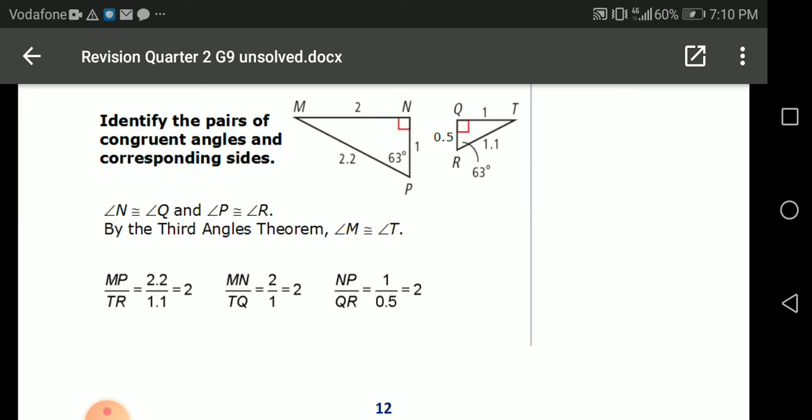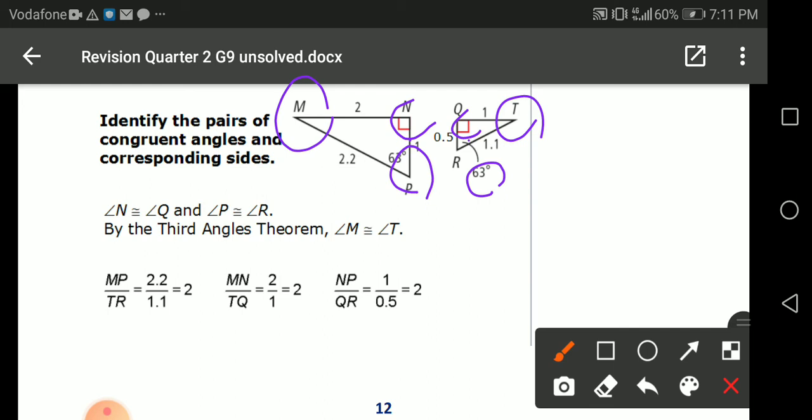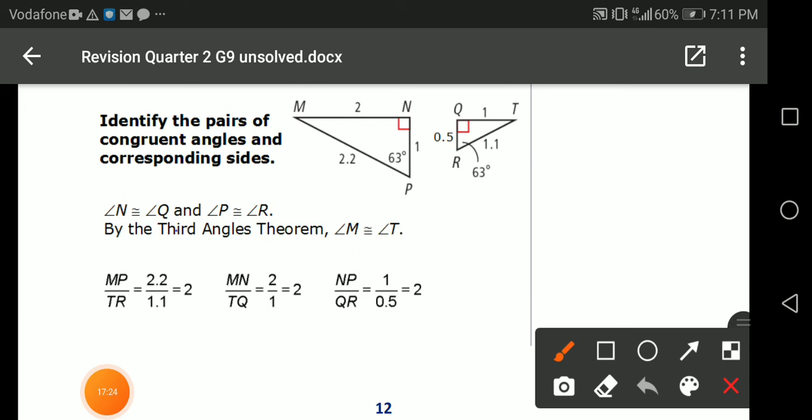Identify pairs of congruent angles and corresponding sides. So we have here, my dear students, angle N. This is perpendicular and this is also perpendicular. And you've got here 63 degrees and this 63 degrees. So the third angle theorem tells me what? If two angles of the corresponding triangles are equal, therefore the third angle is congruent. So the measure of angle M must be congruent to the measure of angle T, by using the third angles theorem.